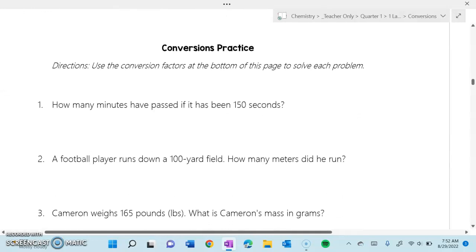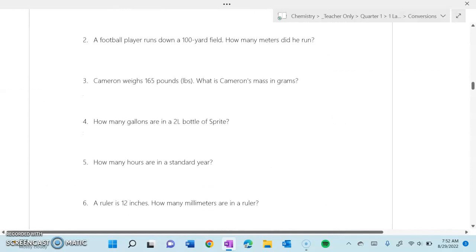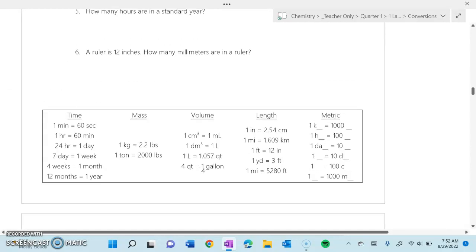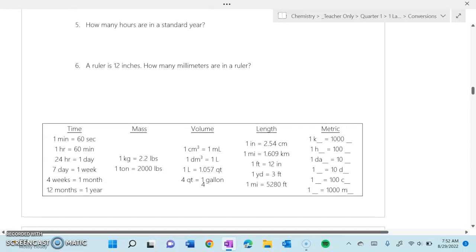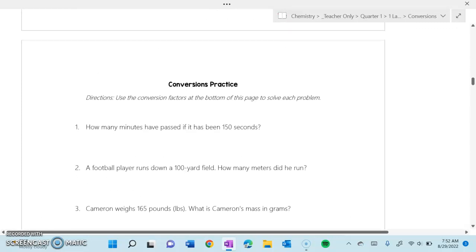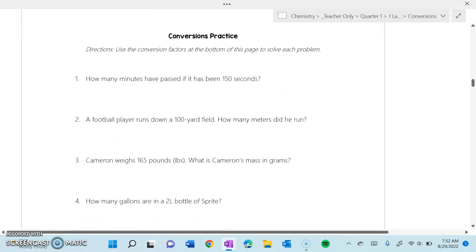On the back side, you have some conversion problems with lots of different conversion factors listed down at the bottom. As you work through these, you'll use those conversion factors to convert between the given and find. For each of these, as you go, just draw a horizontal line, and then as you find your pieces of information, plug it into your little train tracks.